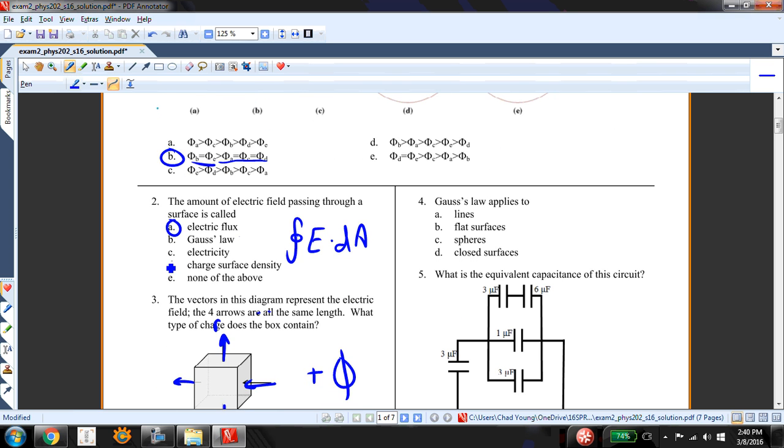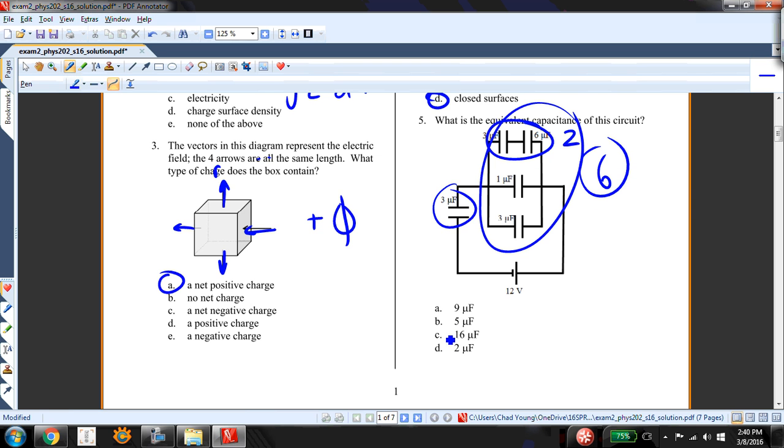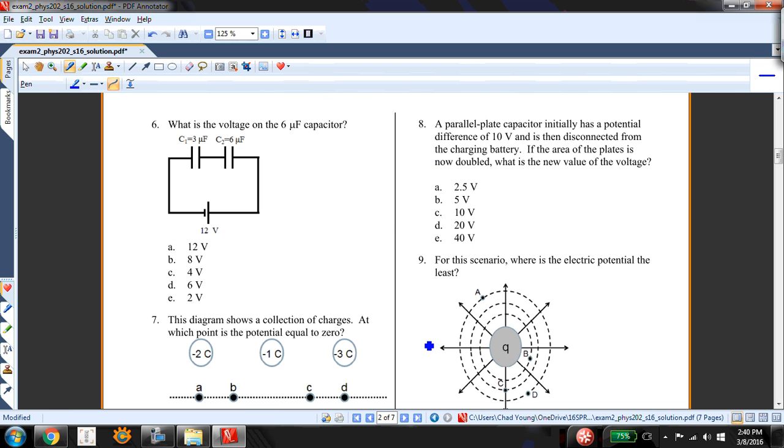Gauss's law applies to closed surfaces. What is the equivalent capacitance of this circuit? Okay, well, these two add up to give me 2, and then these three, 2 plus 1 plus 3, add up to give me 6, and then I have a 3 and a 6 in series, so that's going to be 2 microfarads. What is the voltage of the 6 microfarad capacitor?